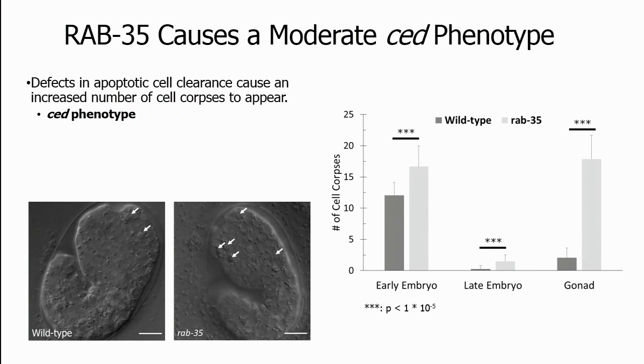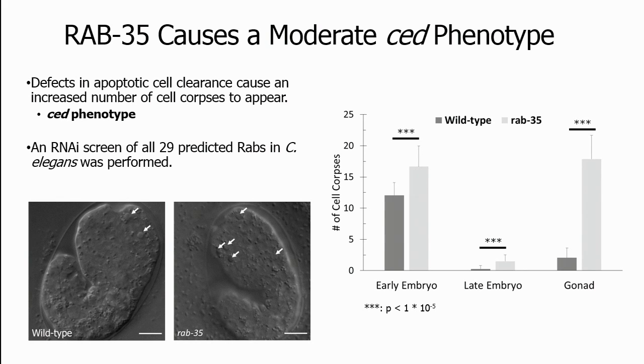So we really wanted to explore these Rabs and apoptotic cell clearance a bit more. And to do this, we took advantage of a phenotype that we noticed: anytime you have a defect in apoptotic cell clearance, you usually see an increased number of cell corpses, which is what we call the Ced phenotype, or cell death abnormal phenotype. So what we did is we performed an RNAi screen of all of these 29 predicted Rabs in C. elegans, and then we screened through them and tried to figure out which of these caused the Ced phenotype.